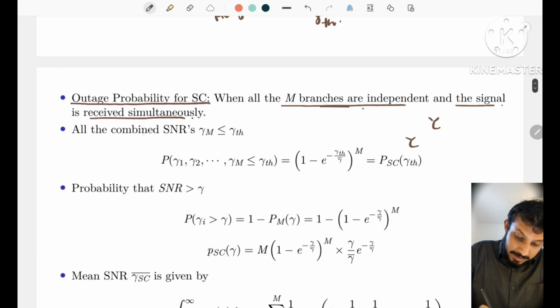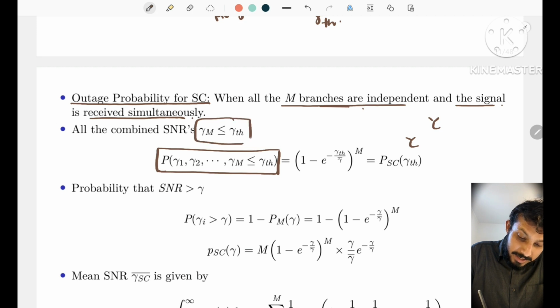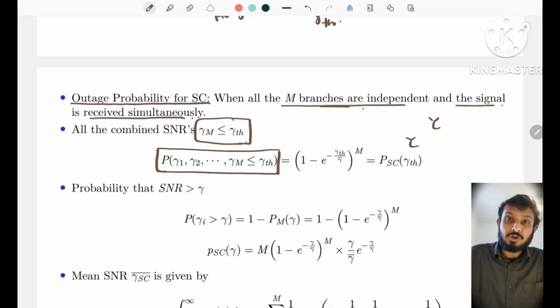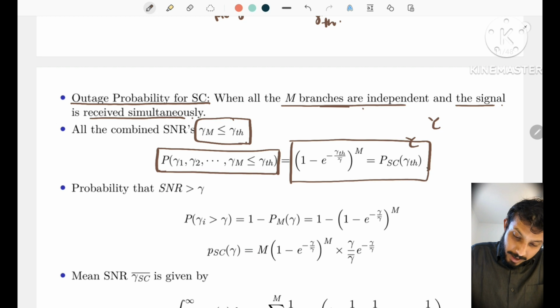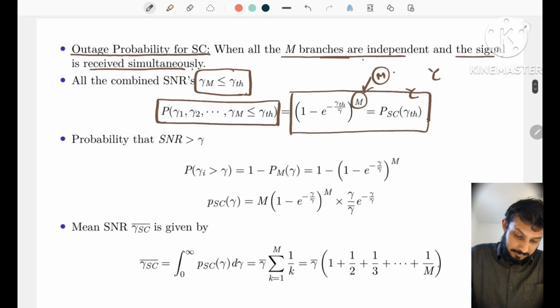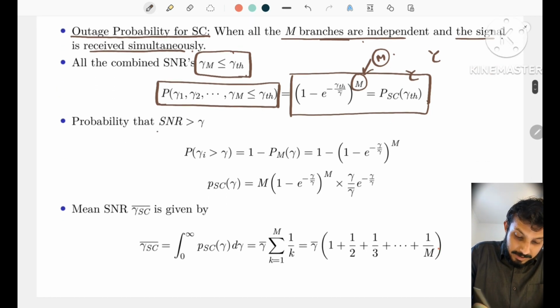So the probability that the combined signal is less than gamma TH indicates that the SNR corresponding to all the branches should be less than gamma TH. This is given by this form, where M is the number of antennas at the receiver. And the probability that SNR is less than gamma is given in this particular way. This is the CDF.